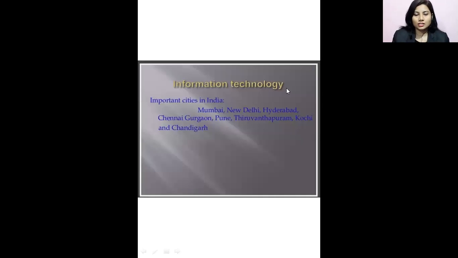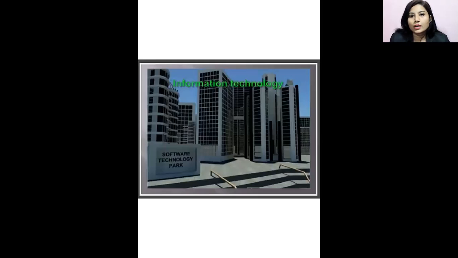Information technology is the last major industry of the world. Here, the important cities in India are Mumbai, New Delhi, Hyderabad, Chennai, Gurgaon, Pune, Thiruvananthapuram, Kochi, and Chandigarh. These are the places for information technology, and nowadays the IT industry is growing huge and at a high level as well. It is important in the industries, apart from iron and steel and the textile industries. Equally, the information technology industry is important as well.